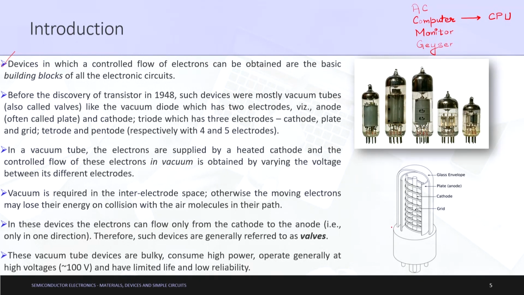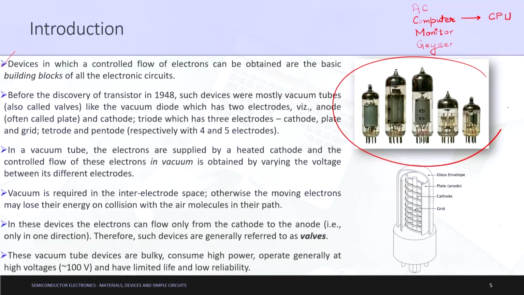So, devices in which a controlled flow of electrons can be obtained are the basic building blocks of all electronic circuits. Basically, these are the devices which we need to understand in this complete chapter. Before the discovery of the transistor, which I will explain in subsequent slides, for now you can just understand it as a tool, or a building block used in electronic circuits. Before the discovery of the transistor in 1948, such devices were mostly vacuum tubes.